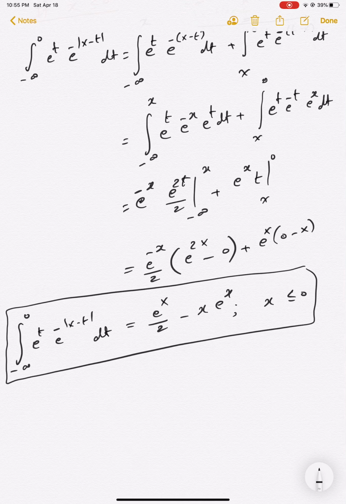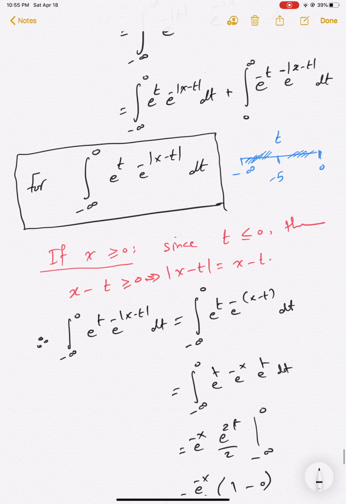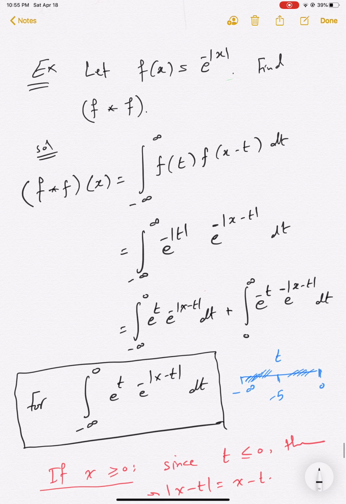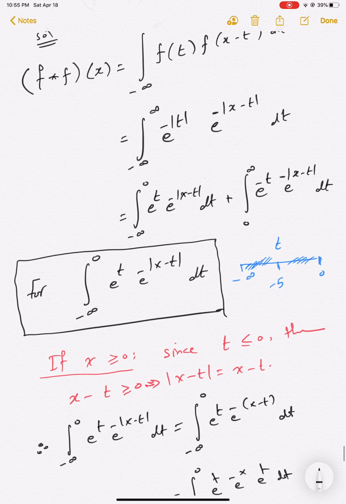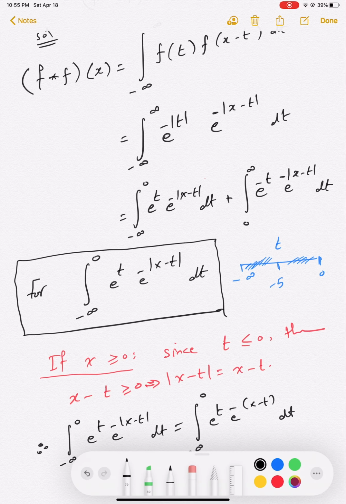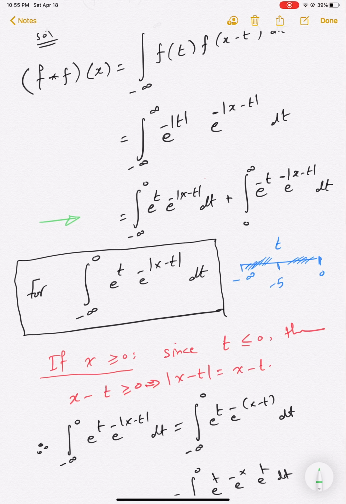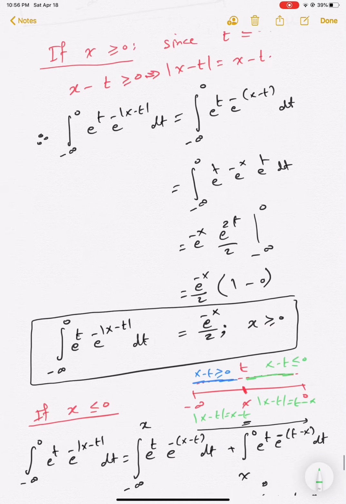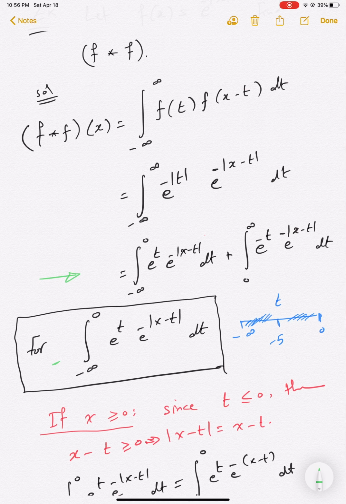Okay, so what have we done? Again, we are computing the convolution of the function with itself. We ended up having this line here, the sum of these two integrals, from negative infinity to 0 plus from 0 to infinity. We started with negative infinity to 0, but to do that we had two cases. So for the first integral, we had two cases. If x is positive, the red lines. If x is negative. So now we need to do the other integral.